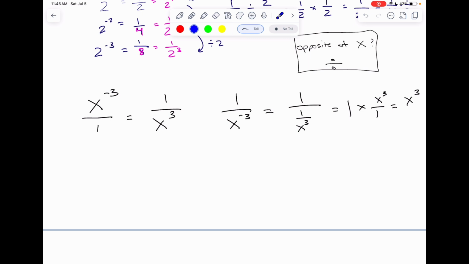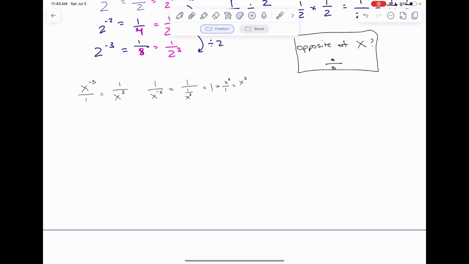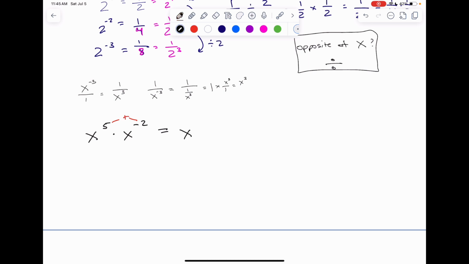And now we can also apply all our exponent rules to these negative exponents. Shrink this down a bit. So, for example, say I have x to the 5 times x to the negative 2. Remember, when I multiply exponential numbers that have the same base, what do I do to the exponents? We add them, and we're going to get x to the 5 plus negative 2.